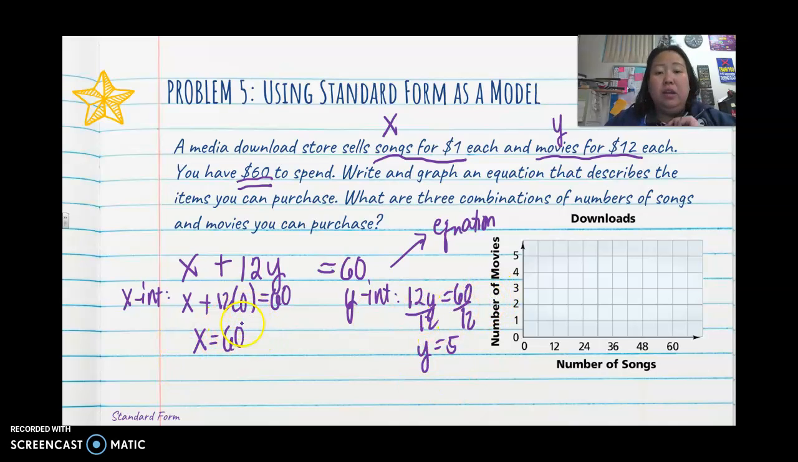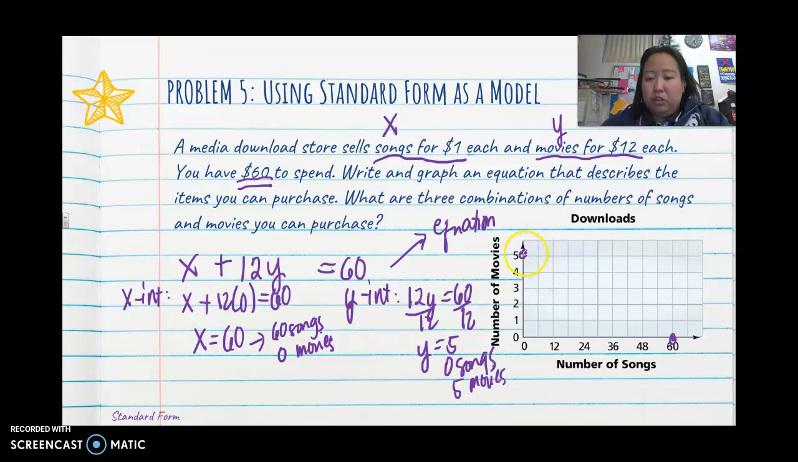Okay, what does that mean? This means 60 songs and 0 movies. Okay, you also have 0 songs and then 5 movies. Now, what could be another way? Okay, so what you can do is you can graph it. We can also graph that. So we have 60 songs is gonna be over here, and then you have 5 movies is gonna be over here. Okay, so you will notice that you can create a straight line here, but unfortunately I will not be able to get that whole line together properly.